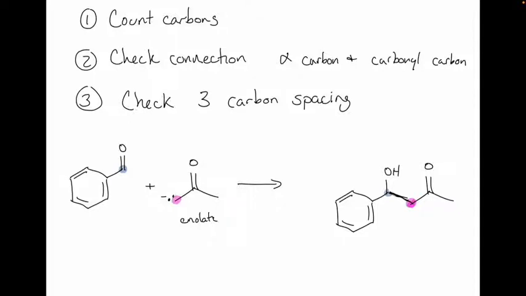Okay, and we can check, we can count our carbons. 1, 2, 3. 1, 2, 3, 4, 5, 6, 7. We can make sure that our connection is between our carbonyl carbon and our alpha carbon, which I got colored so it's easy to see. And then lastly, we can check for this particular reaction that we have this 1, 2, 3 carbon spacing.